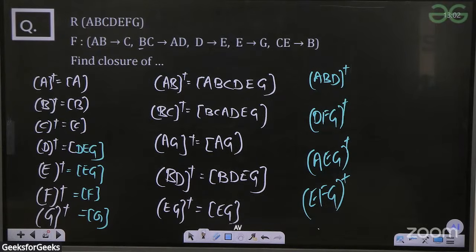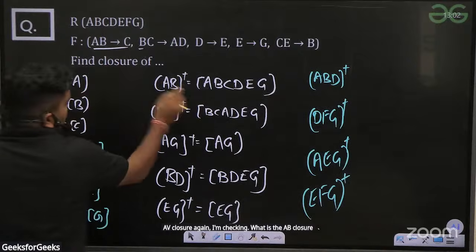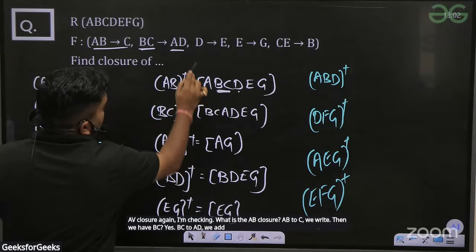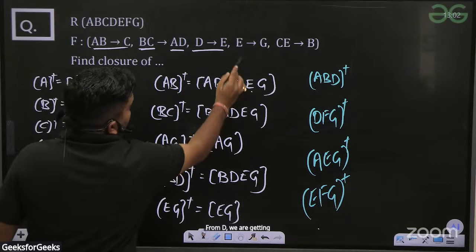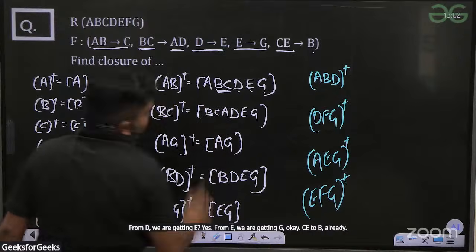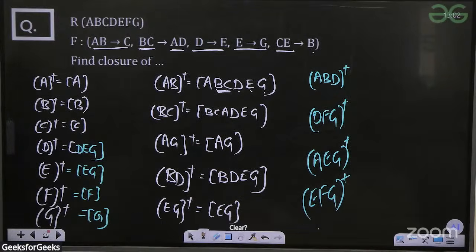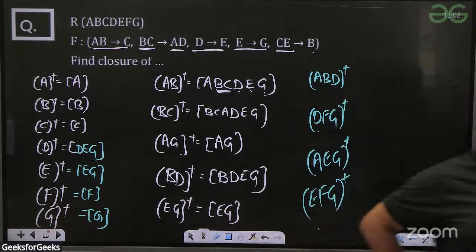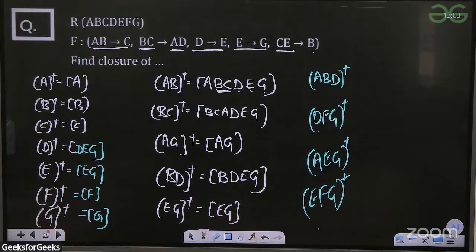AB closure, again I am checking. What is the AB closure? AB to C, we write. Then we have BC, yes. BC to AD, we add D. From D we are getting E, yes. From E we are getting G, okay. CE to B, we already have B. Clear? How many of you are getting the same? Please write down in the chat box. Any doubt?